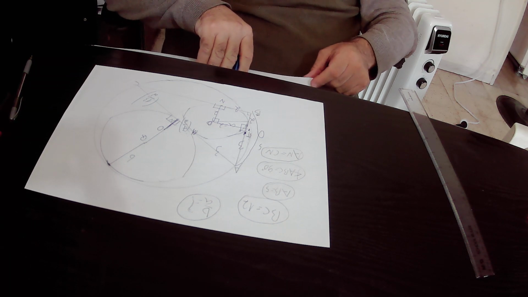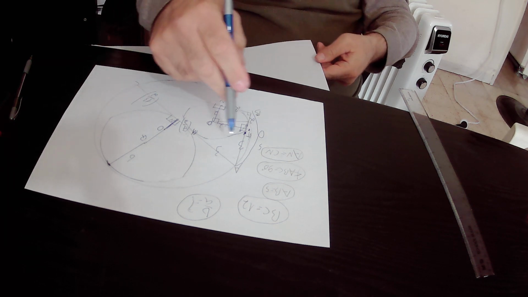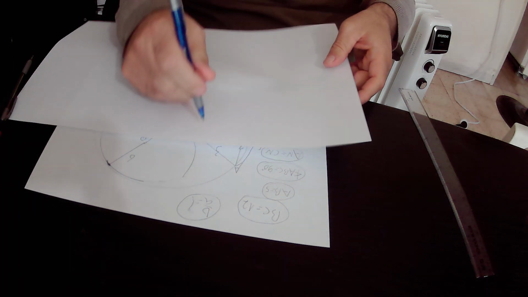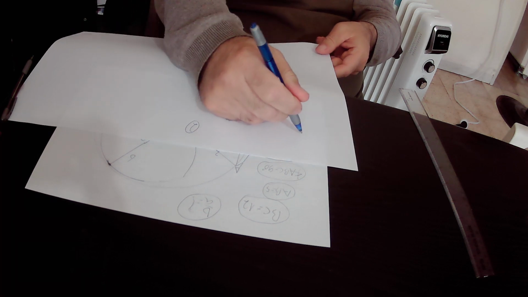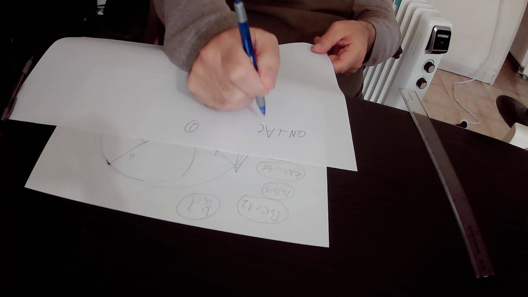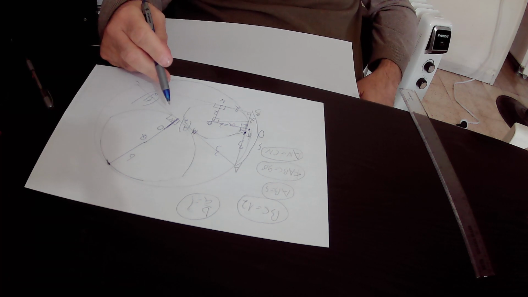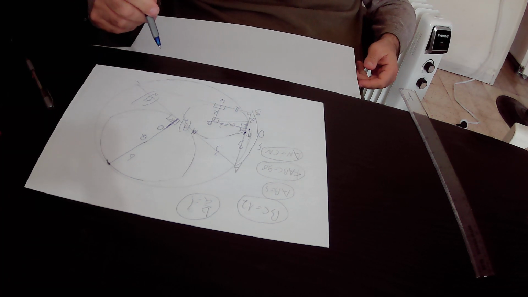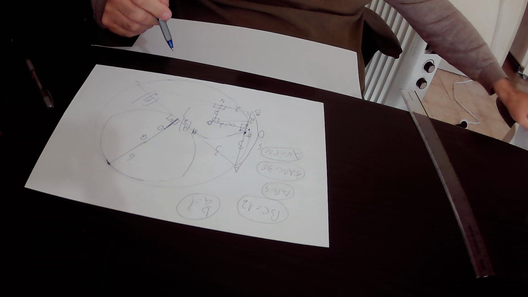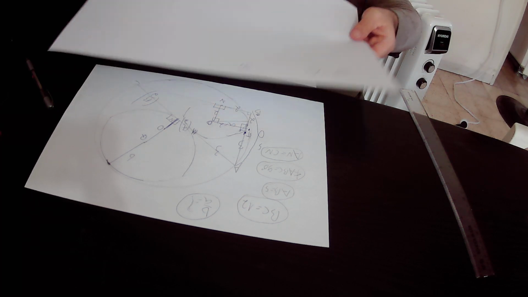Repeat again: the radius QN is perpendicular to tangent AC. I will write it down. QN is perpendicular to AC. But according to rule number 7, ON is also perpendicular to AC.